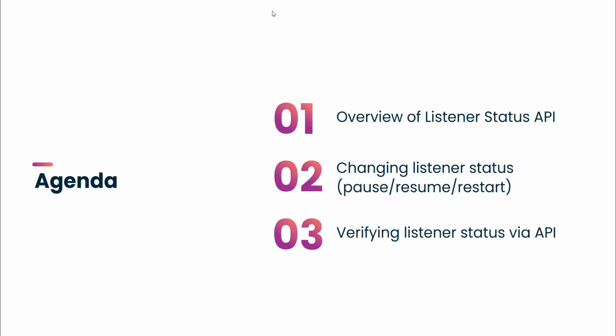Let's first take a look at the overview of the listener status API and then changing the listener status, and we'll go through one example on how to pause and then resume the listener and then verify its status.